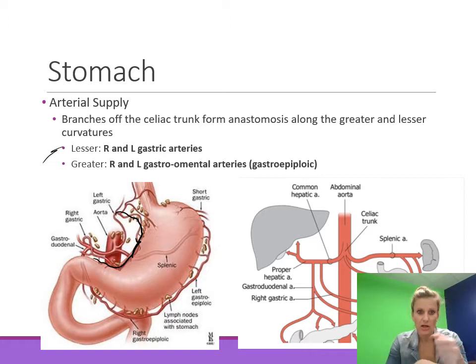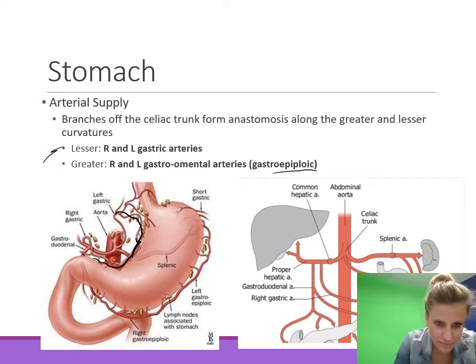The greater curvature has an anastomosis from the right and left gastro-omental arteries, which are also called gastro-epiploic arteries. All of these originally come from the celiac trunk. The left gastric artery comes straight off the celiac trunk itself. The right gastric artery and the right gastro-omental artery come from the hepatic artery, which is one of the branches of the celiac trunk. The left gastro-omental comes from the splenic, but again, the splenic is from the celiac trunk.